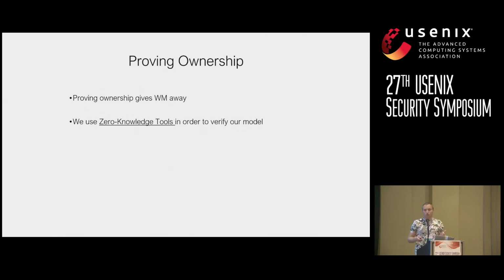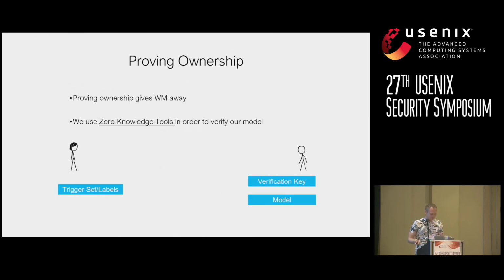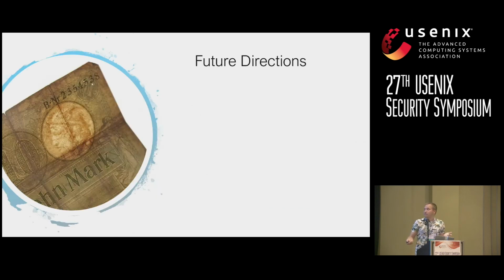To be able to show that a model is yours without giving this trigger set away is a bit problematic. And the standard approach, which we also follow, is to use zero knowledge instead of just releasing it. So just as a quick reminder, what is zero knowledge doing? You have Alice who wants to prove that the model is hers. So she inputs trigger sets and labels into the zero knowledge argument system. The verifier has the verification key and the model, and the only thing the verifier is going to learn is yes or no, but no other information.